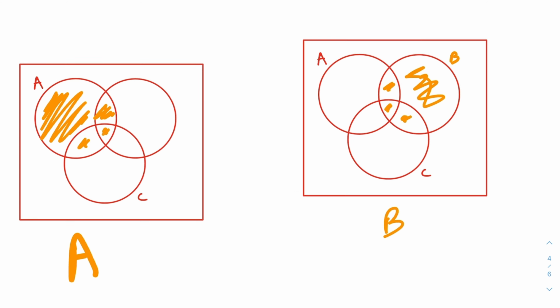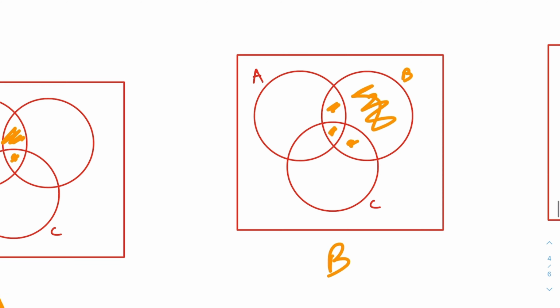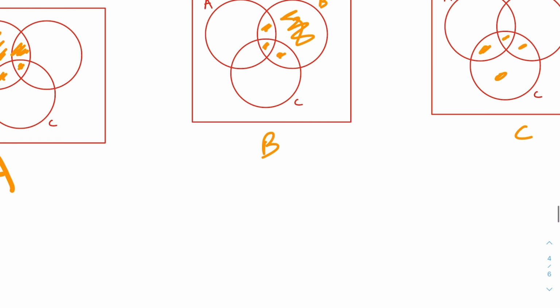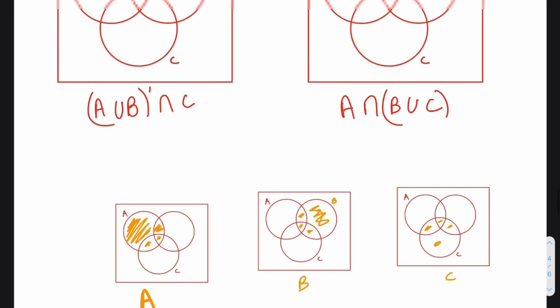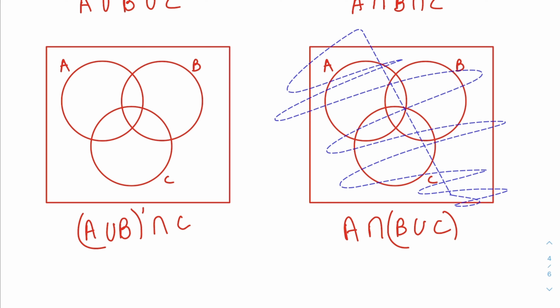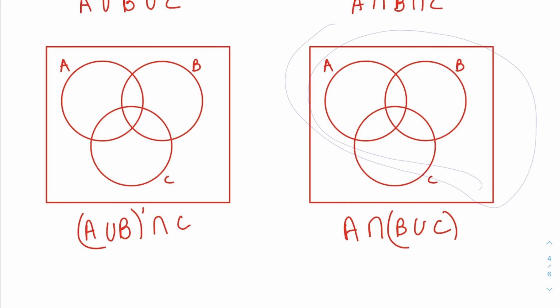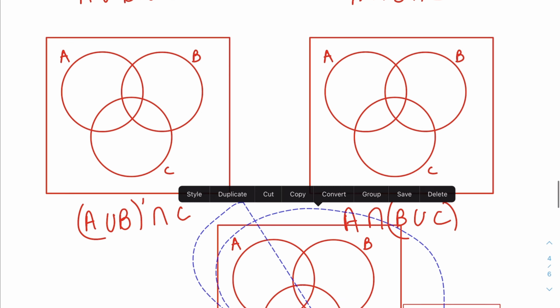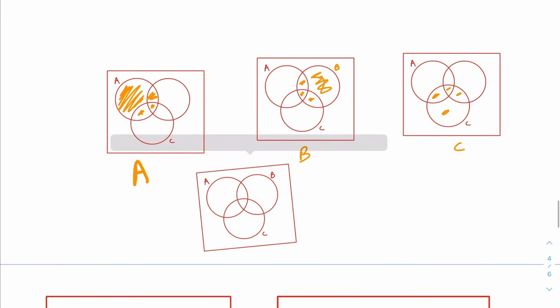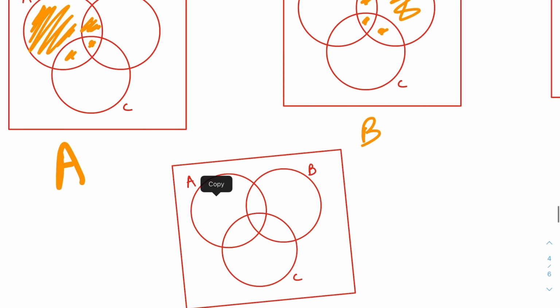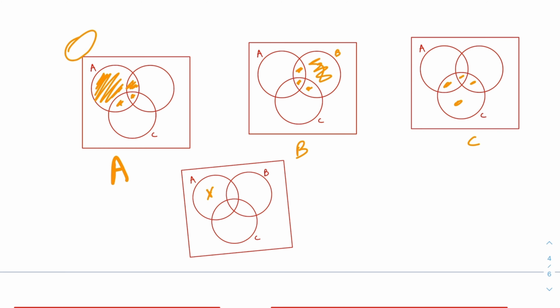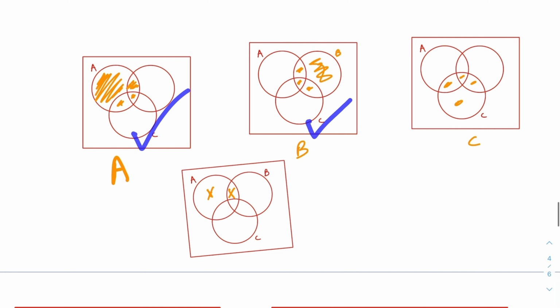So what do you see in common? Let me draw one more duplicate. So what is common between them? Not this region, because as you can see, it is only in A, not in this nor this. It is also not in this because it is in A, it is in B, but not in C.